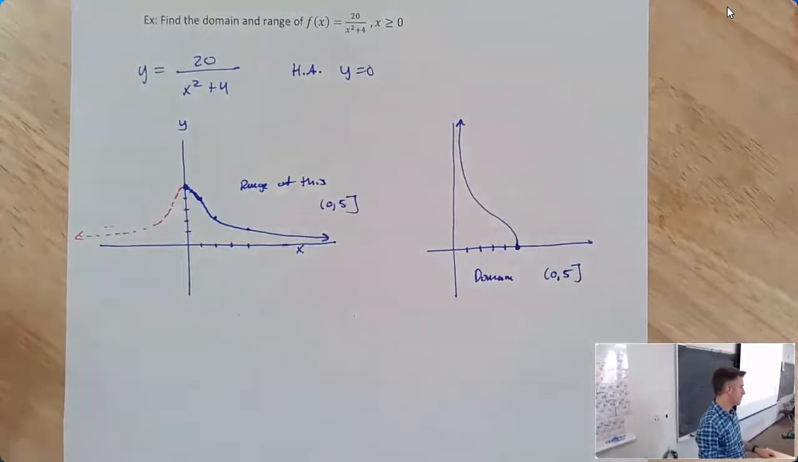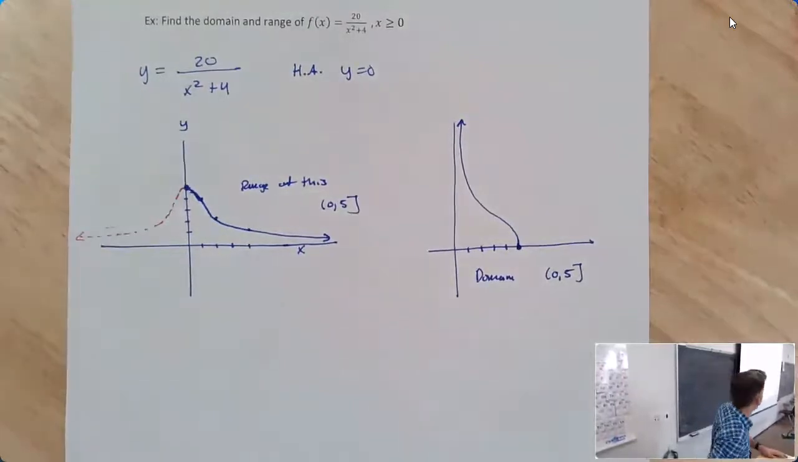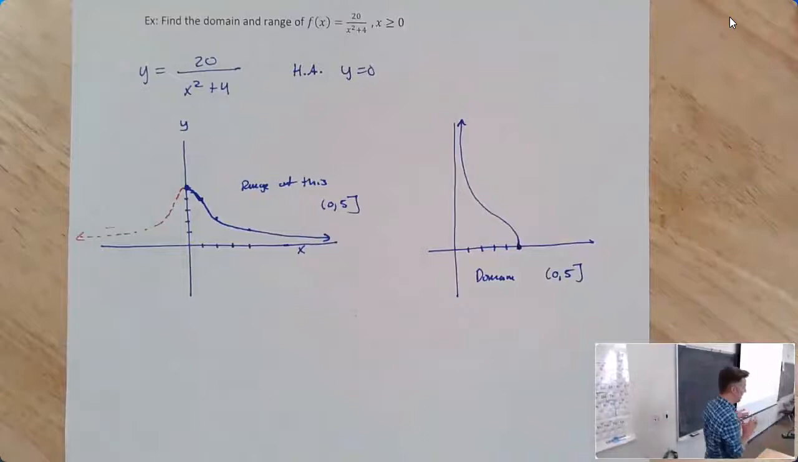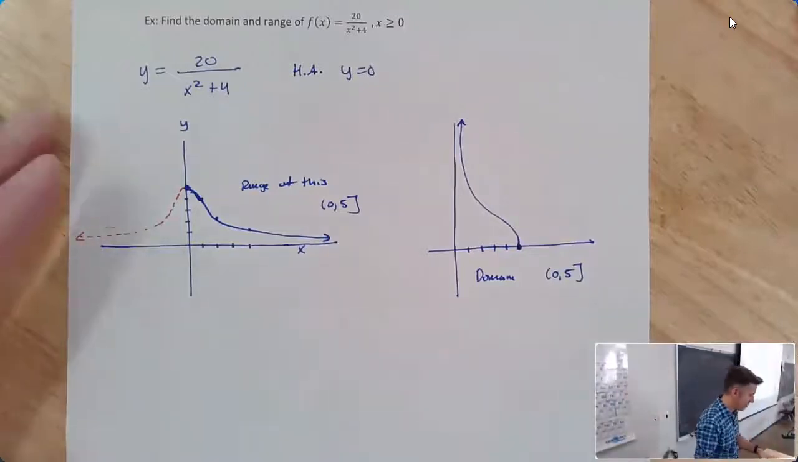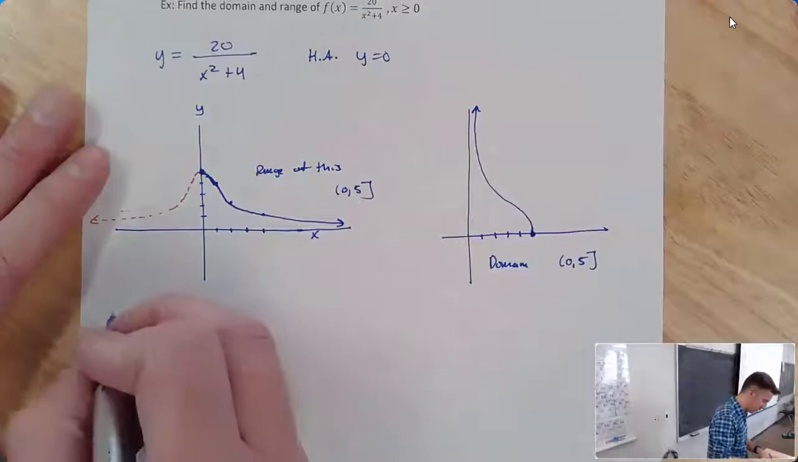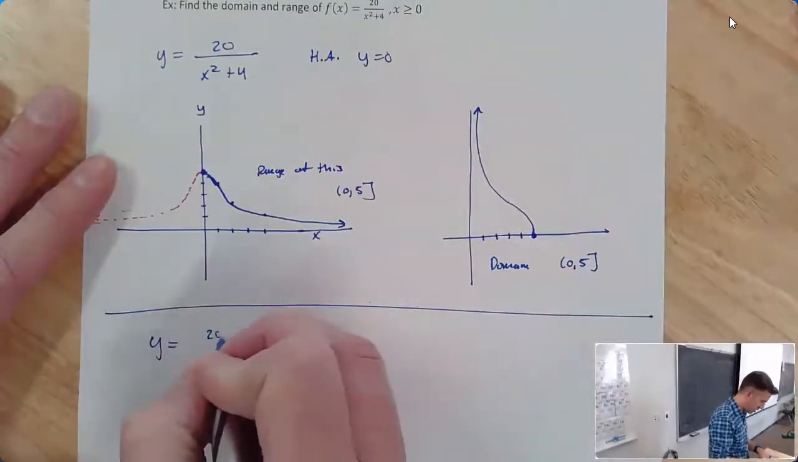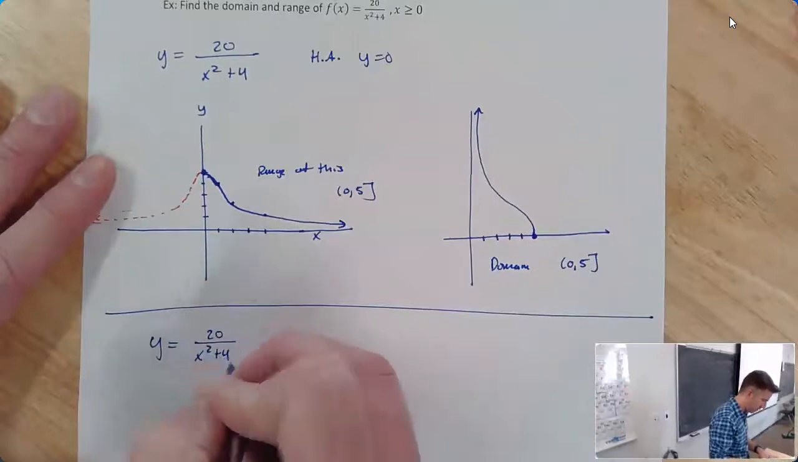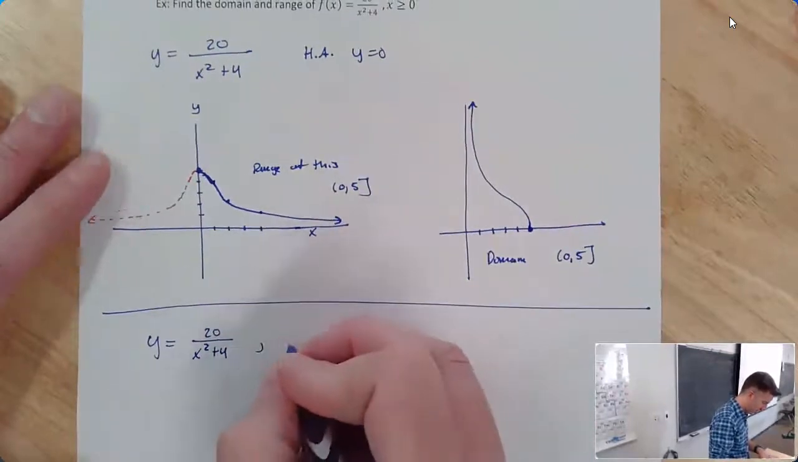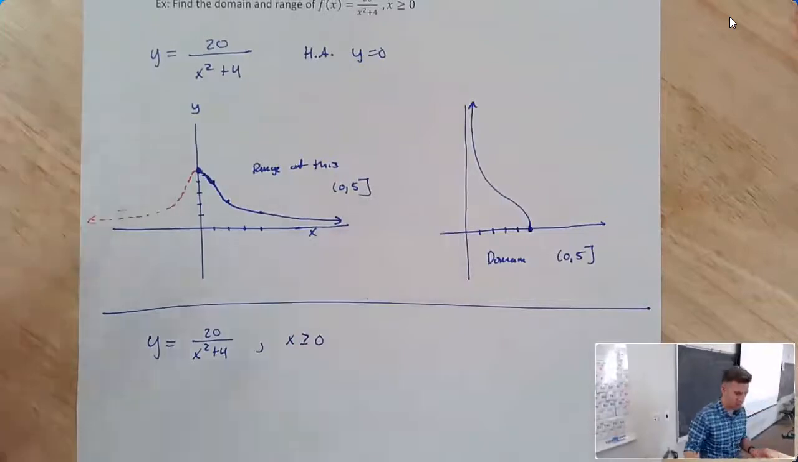But let's pretend we couldn't graph it. Someone said you're not allowed to graph it; you must do it the hard way. The reason I'm mentioning this is because there are people who are going to show you this in a different way in the future, and they want you to do this weird thing. So here's how you deal with this if you're using the non-graphing method. I'm going to start with y equal to 20 over x squared plus 4, and I'm going to remind myself that x had better be greater than or equal to 0.